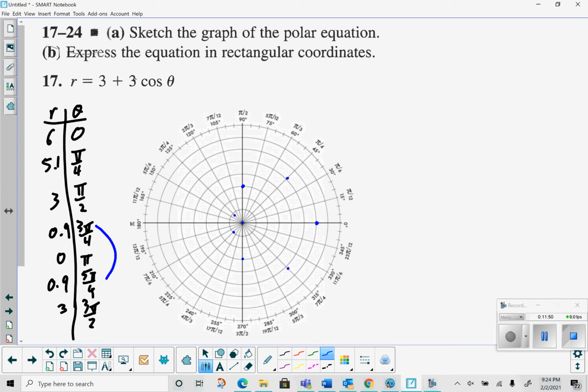Again, hopefully you're familiar with the form of that. This is a cardioid. So here's my maximum distance from the pole, curves around, that sharp dent in it comes around, and again, hopefully do your best there, make it look like it has horizontal symmetry to it. Then for part B, express the equation in rectangular form.